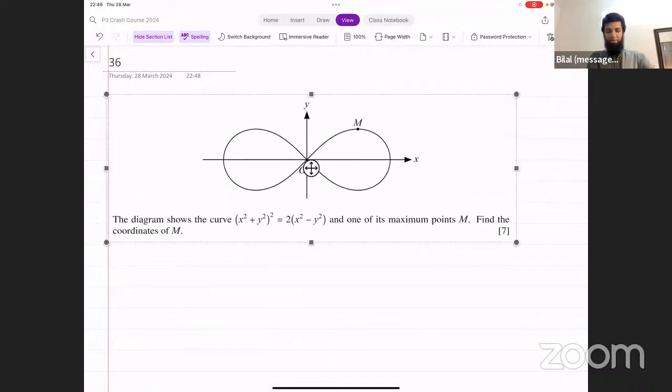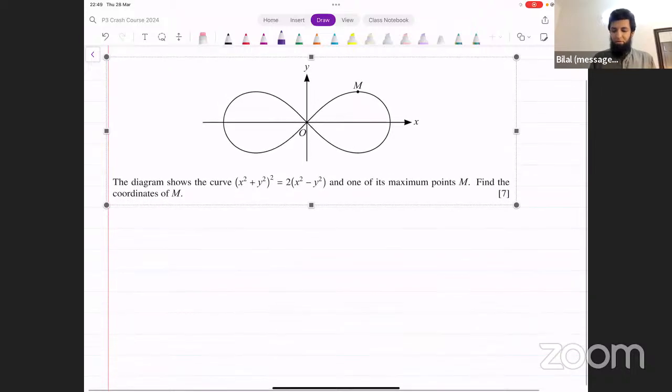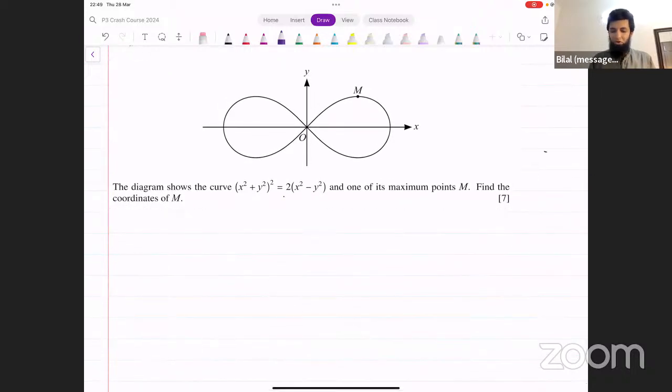Okay, let's try this now. The diagram shows this curve, x squared plus y squared whole squared equals 2 into x squared minus y squared, and one of its maximum points M. So we have this curve and we have one maximum point given here, labeled M. We need to find the coordinates of M. So what we are looking for is the coordinates of this point M.